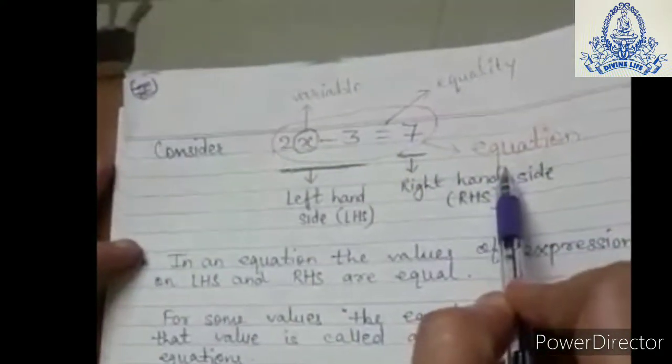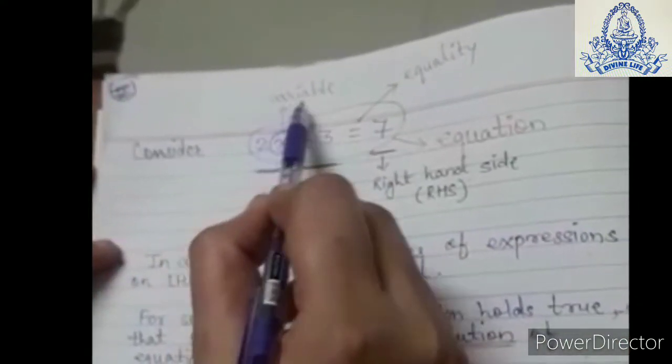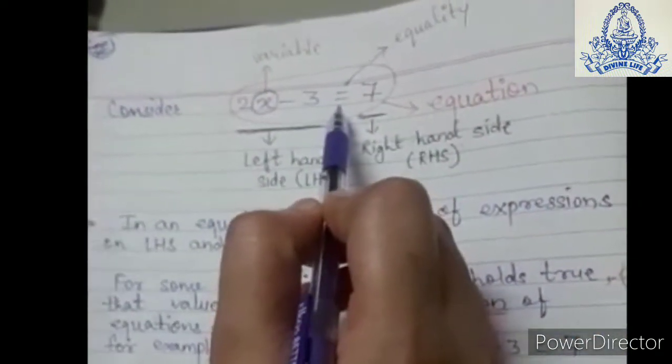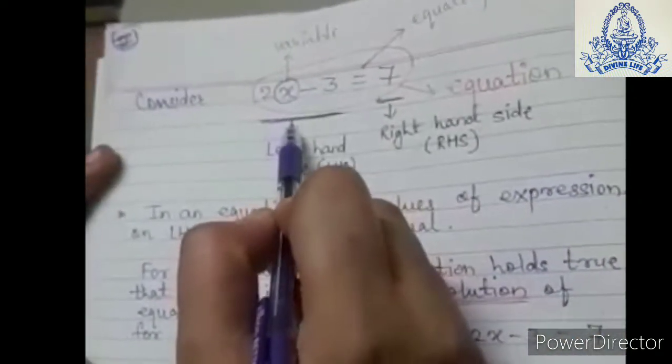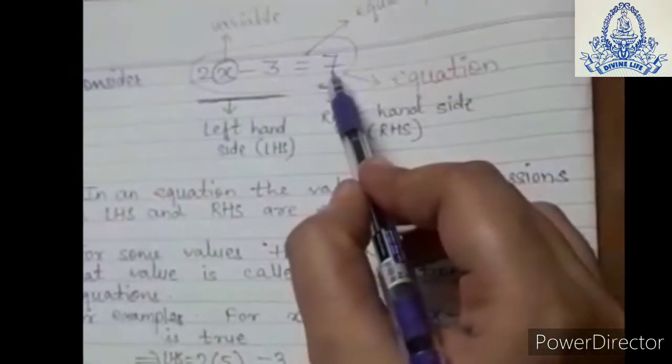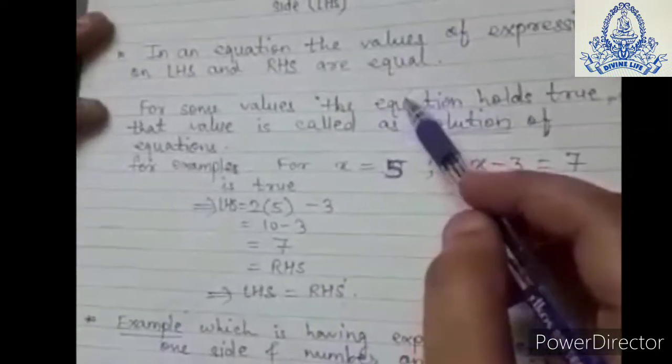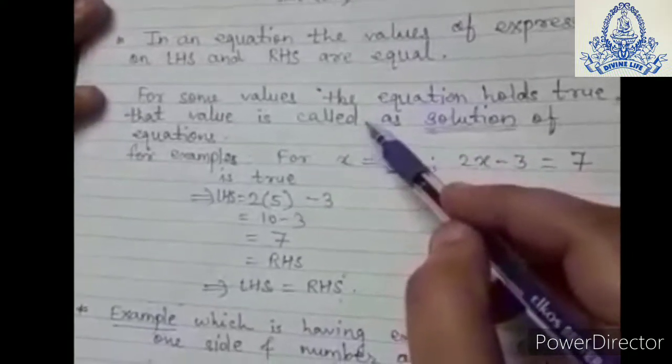Now see here, this whole thing marked by orange is an equation, a linear equation in one variable. This x is called the variable, and this is the equality sign. The expression on the left of the equality sign is called the left hand side, and the expression on the right of the equality sign is called the right hand side. In an equation, the values of the expressions on LHS and RHS are equal.